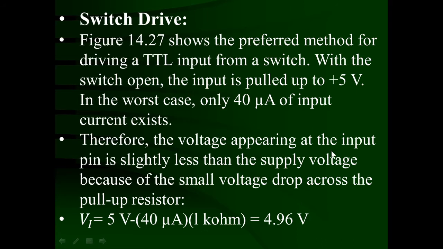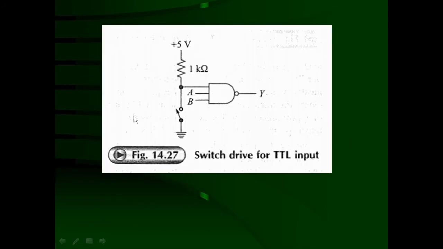Therefore, the voltage appearing at the input is slightly less than the supply voltage because of the small voltage drop across the pull-up resistor. Vi, the input voltage to the TTL, is equal to 5 volt minus the voltage drop across the 1 kilo ohm resistance, that is IR, equal to 40 microampere in the worst case into 1 kilo ohm, which comes out to be 4.96 volt. So this is the way a switch can drive.